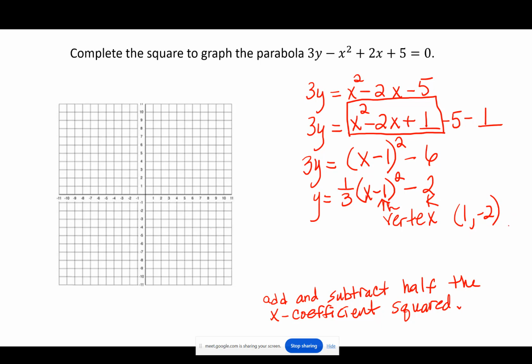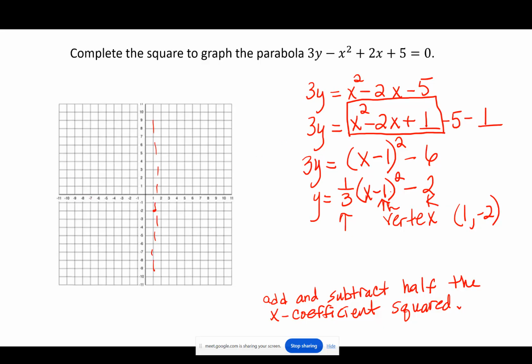So the vertex is (h, k), so (1, -2). Let's go ahead and graph that right there. And so the vertical axis goes right through there. And I can try some points just to figure out what this parabola is going to look like. It's going to be fatter, we know, because we're multiplying by a number that is between 0 and 1. So it's going to make the parabola wider.